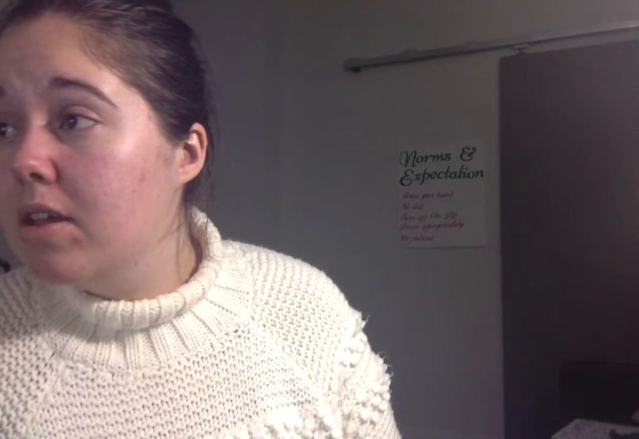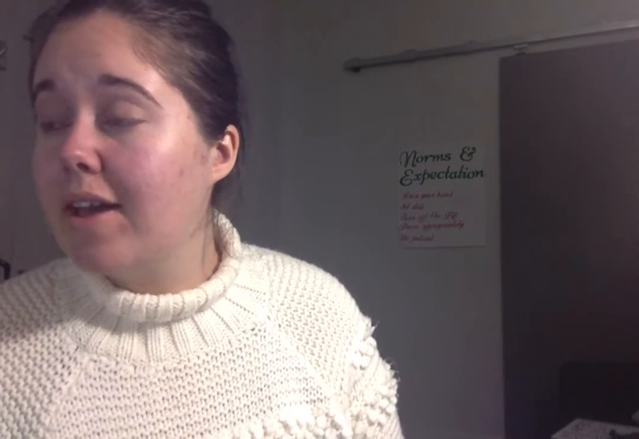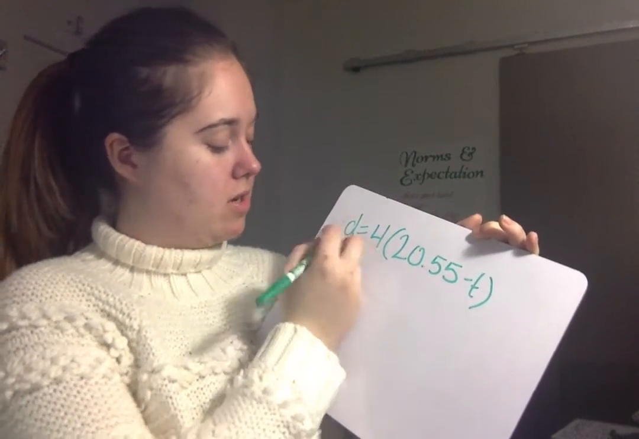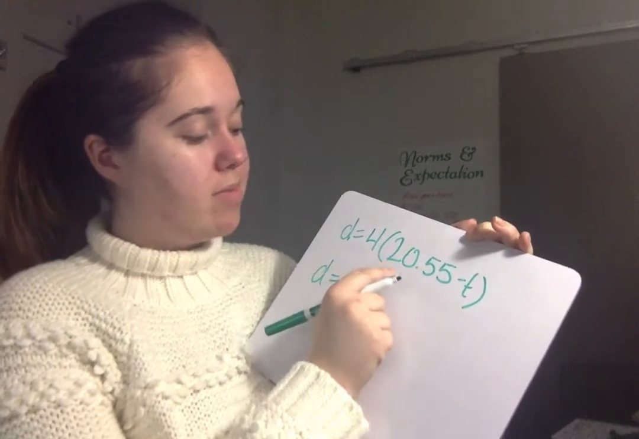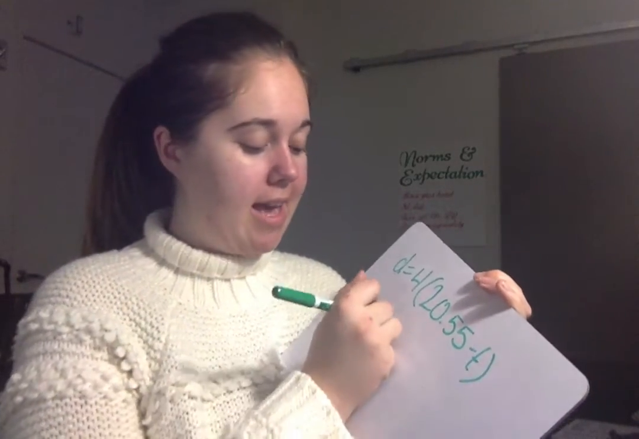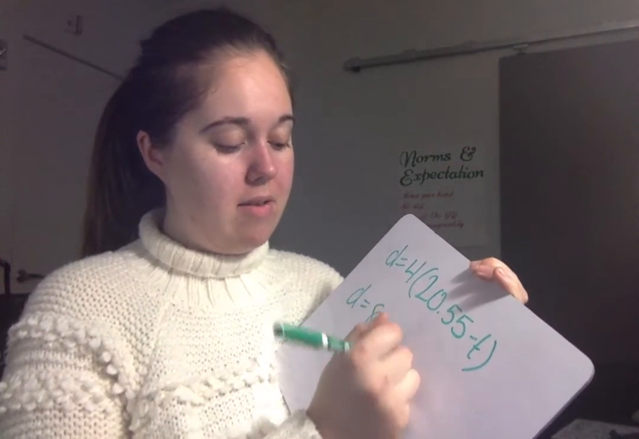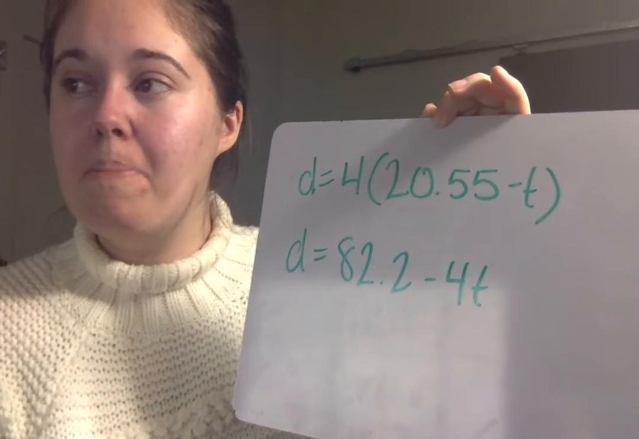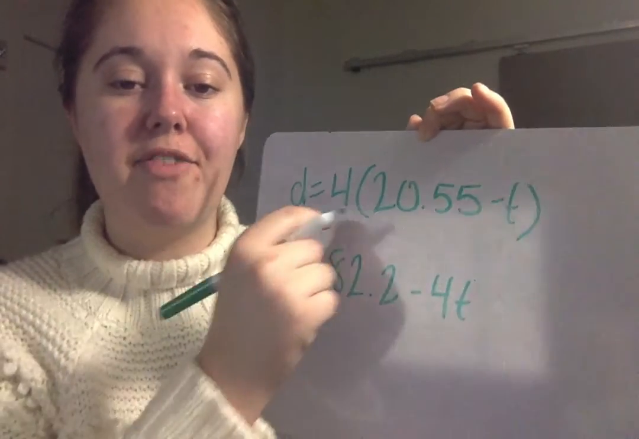Okay. So now we need to write, oh, great. So we can also try to shorten this a little bit. So I can multiply this out. So D equals, well, 4 times 20 and 55 hundredths. Multiply that out. You're going to get 82.2 minus 4t. That's going to be a simplified version. Okay? Okay, so we've got those.